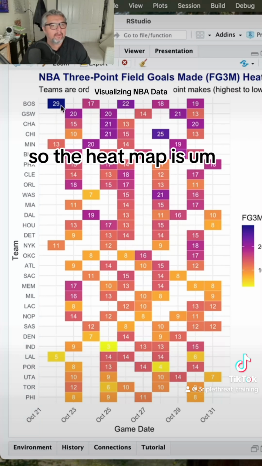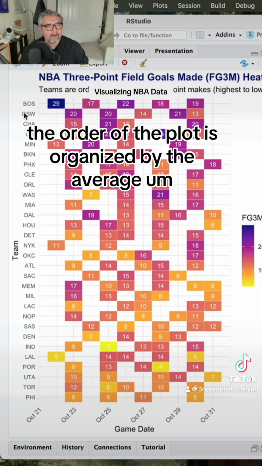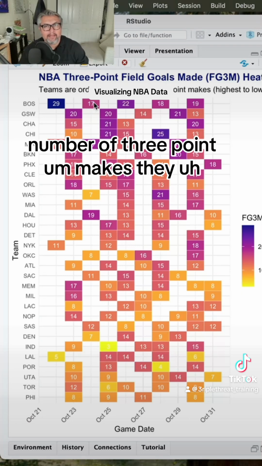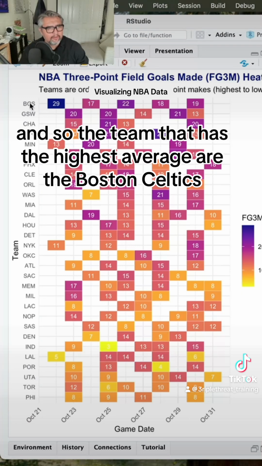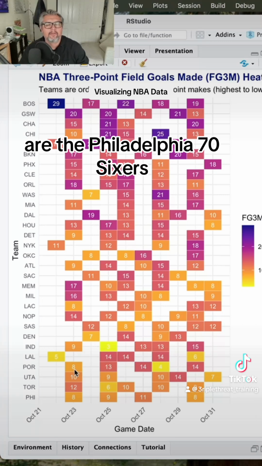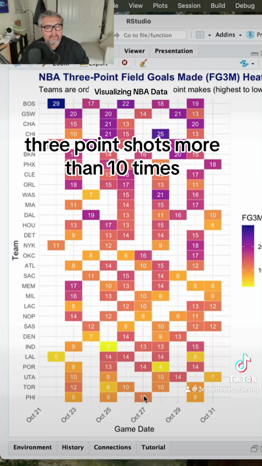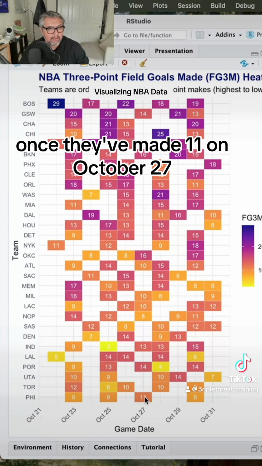So the heat map is tracking NBA 3-point field goals made in every single game. The order of the plot is organized by the average number of 3-point makes a team has in a game. The team with the highest average is the Boston Celtics, and the team with the lowest average of 3-point shots made is the Philadelphia 76ers. What you can see from the plot is that the 76ers have made more than 10 3-point shots only once. They made 11 on October 27.